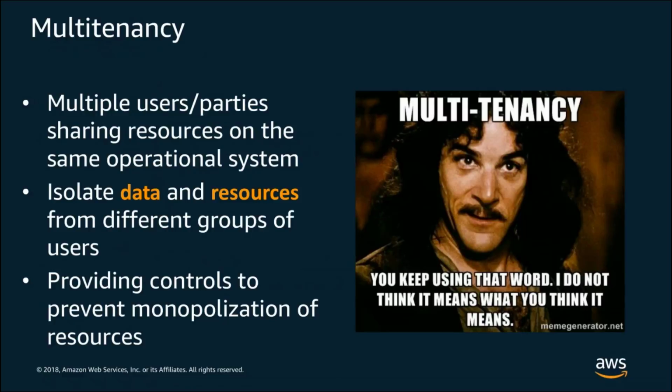So what is multi-tenancy? By definition, multi-tenant architectures allow multiple users or groups to share resources on the same operational system. These designs offer mechanisms to isolate data and resources from different tenants or groups of users. They also provide controls to prevent monopolization of resources of the cluster as a whole to ensure that the cluster isn't overwhelmed. The best example of a multi-tenant environment is that of an apartment complex, which gives each tenant his own space while sharing resources like plumbing, shared spaces, security, maintenance, etc.